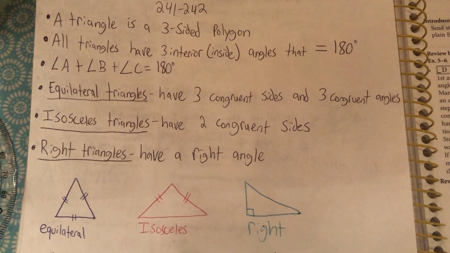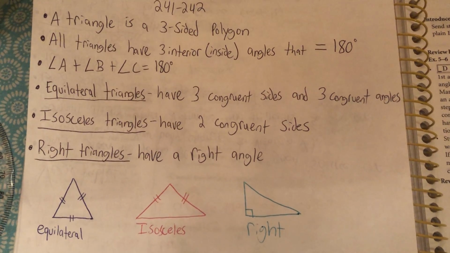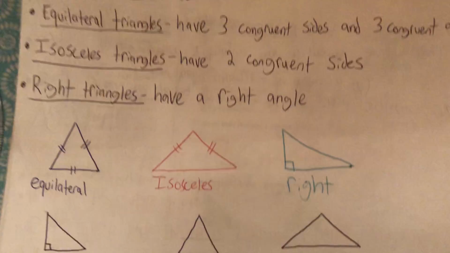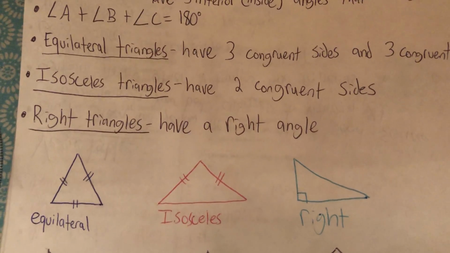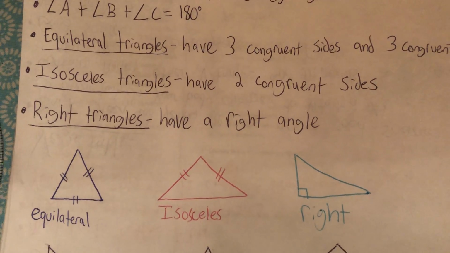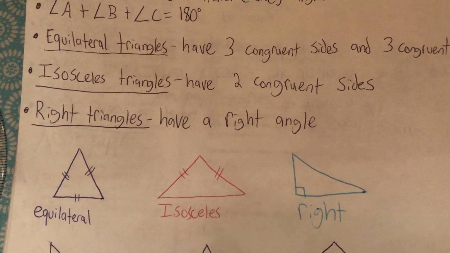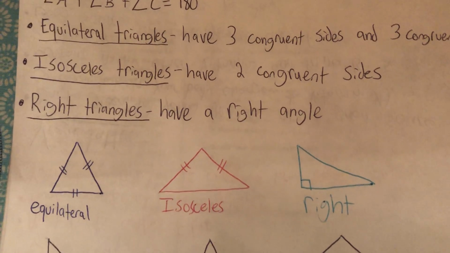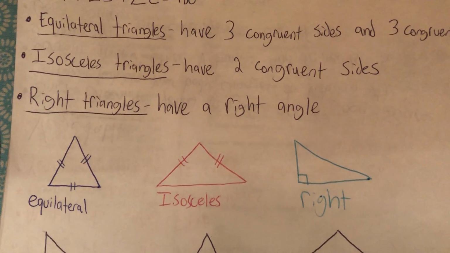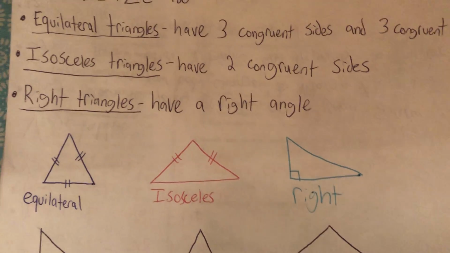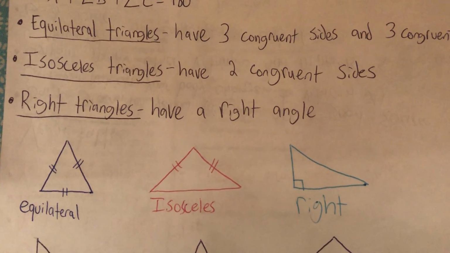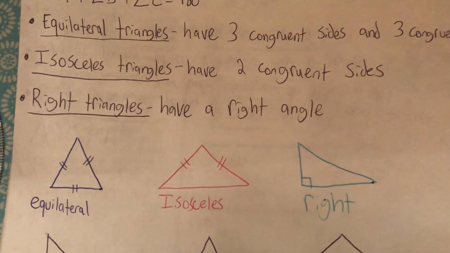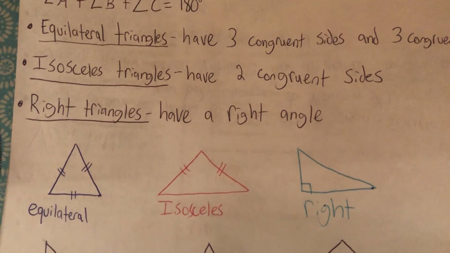Then you have a right triangle, which, like its name, has a right angle. So those are our three main types of triangles that we will be working with. Equilateral, think of the word equal. All angles and all sides are equal. Isosceles and right. Right will have a right angle in it, which will be designated by that little box. Remember, our right angles equal 90 degrees.